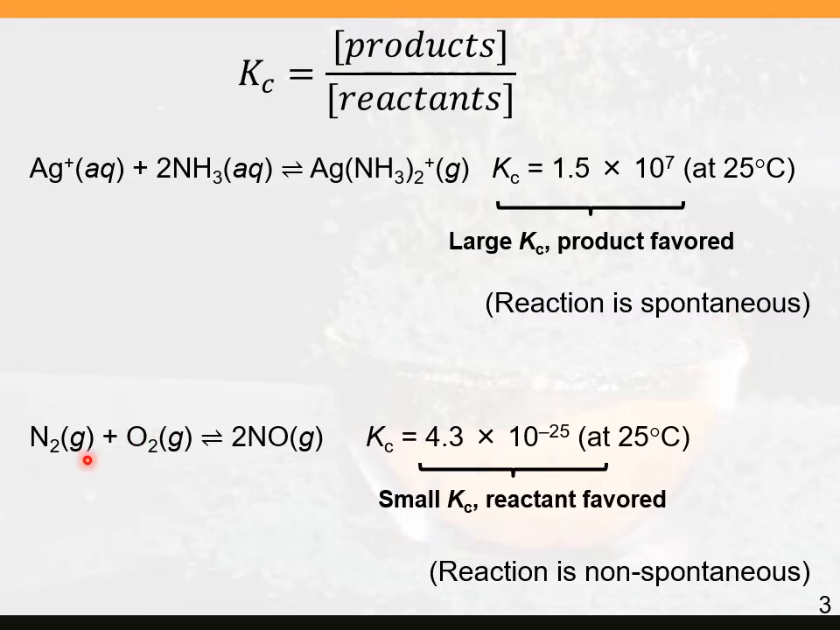When you take a look at this example, the Kc value is 4.3 times 10 to negative 25. This is a very small value. Therefore, this reaction is reactant favored, and it corresponds to a positive free energy change, delta G. Therefore, you can consider this reaction to be non-spontaneous in the direction it is written.